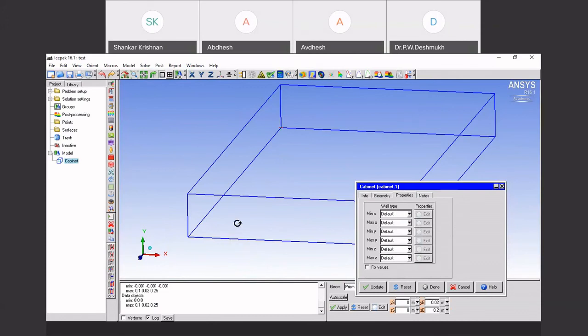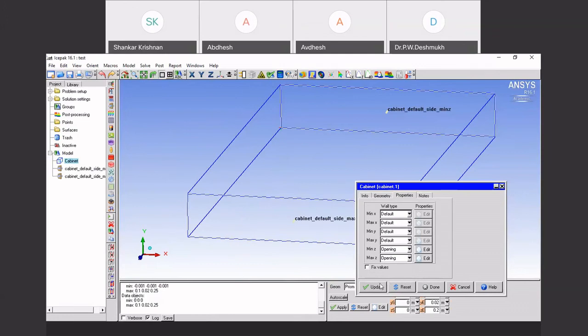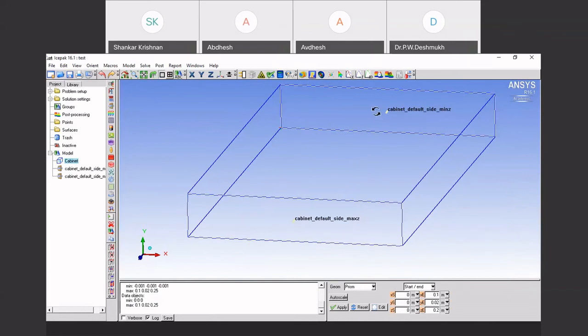Then I want to specify that there is airflow coming in from the minimum Z direction. So I can say that will be an opening for me. You can see that at minimum Z it has created an opening, and on the second side also I'm going to create an opening. So that's it. Now I have created a cabinet where there is an inlet, and the top and bottom are walls, and the left and right sides are also walls. So that completes my cabinet.